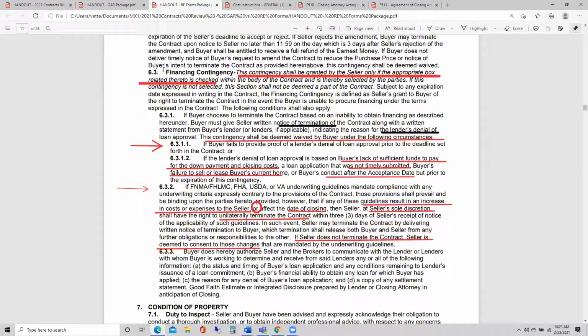It is addressed in the RE Forms standard terms, under the main paragraph, financing contingency. And it's paragraph 6.3.2. And basically what this says is Fannie Mae, Freddie Mac, FHA, USDA, VA, and so forth mandate compliance with the law. So if the lender guidelines increase costs or expenses to the seller, or affect the date of closing.